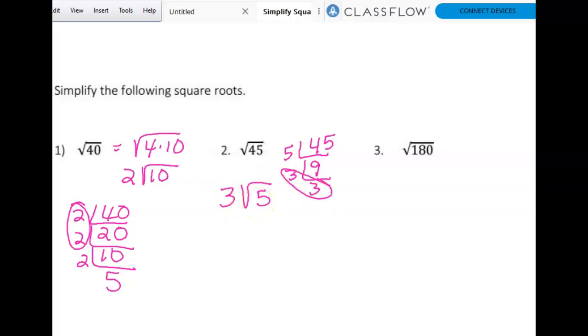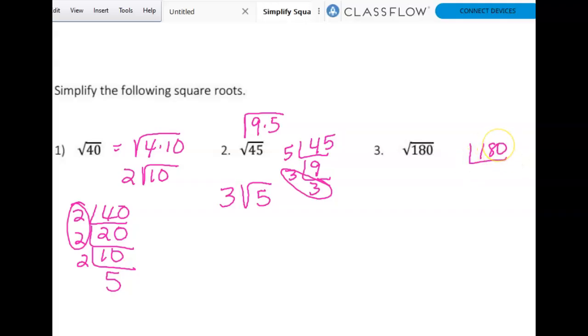Okay, so I got 3 square roots of 5 for the square root of 45. And if you did it with the perfect square, it's 9 times 5. The square root of 9 is 3, and the 5 stays in. Okay, so what about 180?